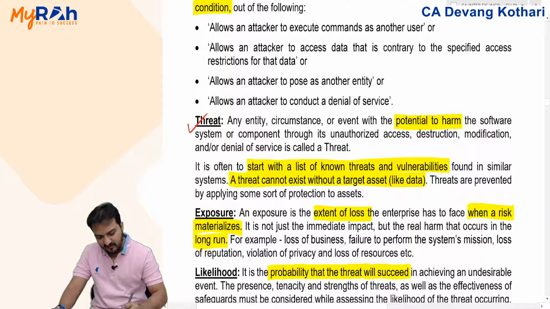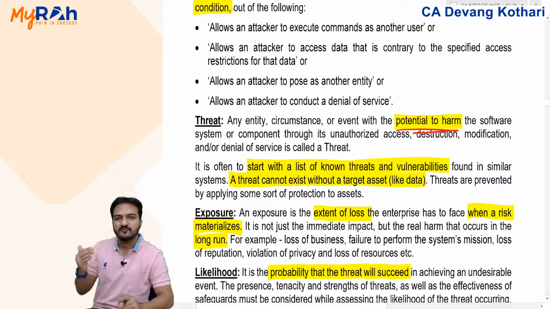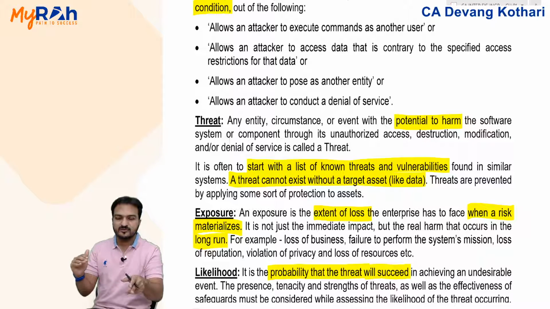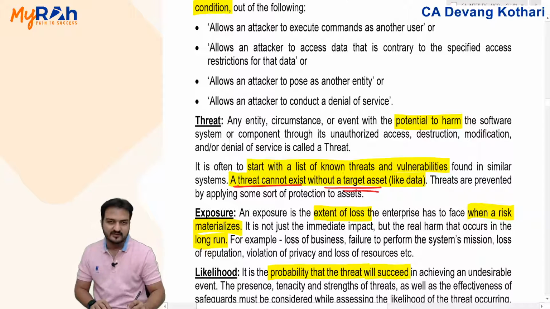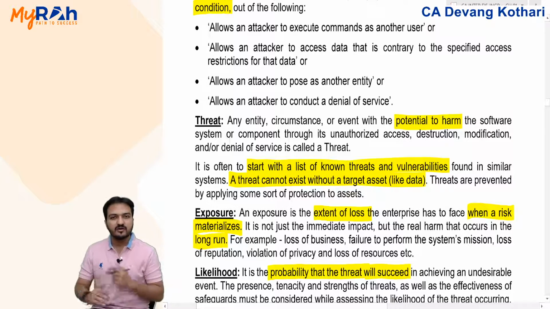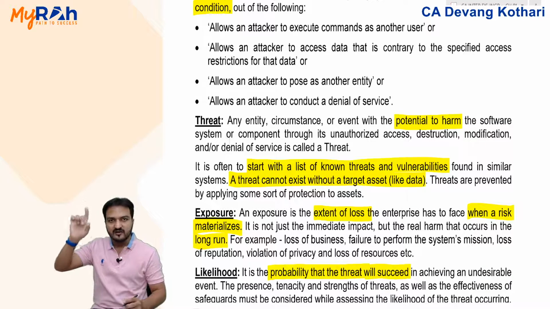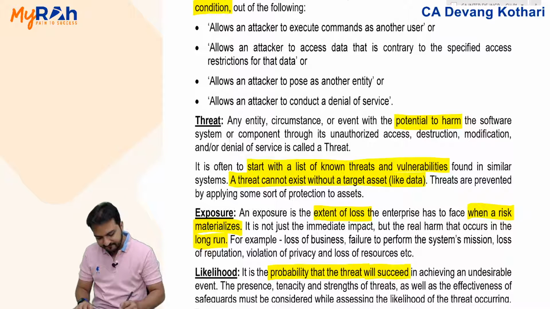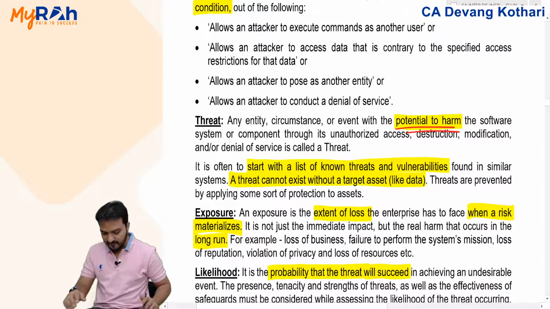Threat means an event, entity, or circumstance that has the potential to harm. Threat is something that can cause harm to my software. Generally, the threat will target a vulnerability. A threat cannot exist without a target asset. Like if I have nothing to lose, then I have no threat. You know now what is asset and vulnerability. So threat is something which will cause damage. Vulnerability is my own internal weakness.